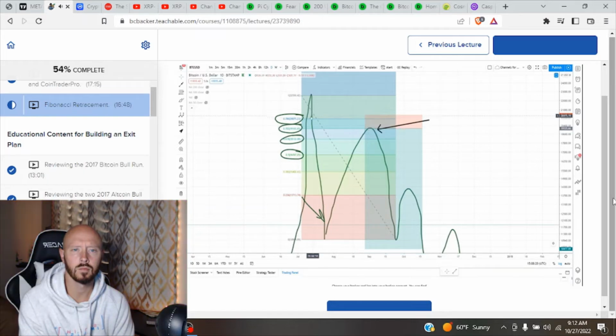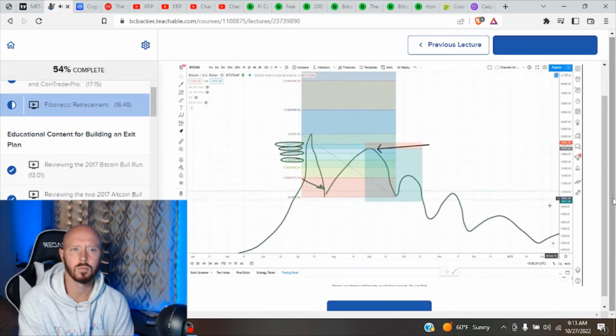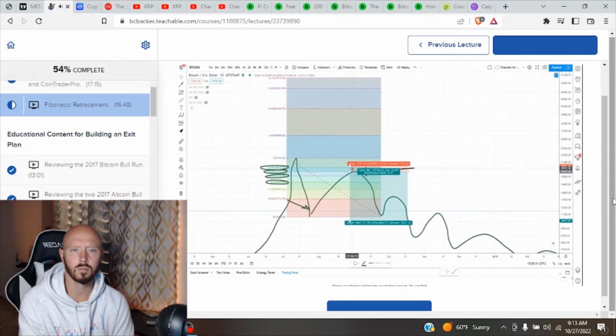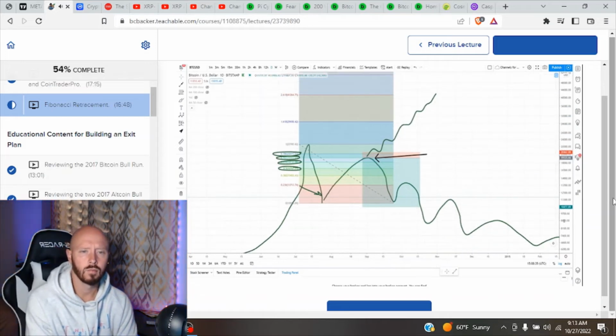I put my stop loss right here above this 0.786. And then if it goes beyond that, well, then it means we're doing more than just a retracement. Maybe this market is actually not going to end up crashing, and maybe this market is actually going to continue going up. So that's where this tool becomes really useful, right?